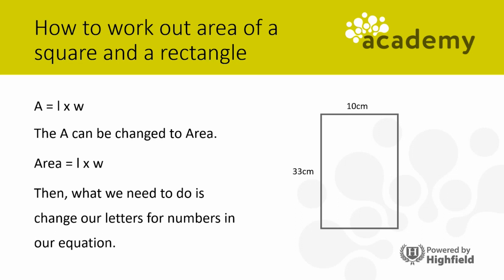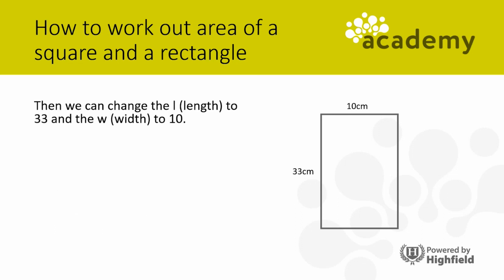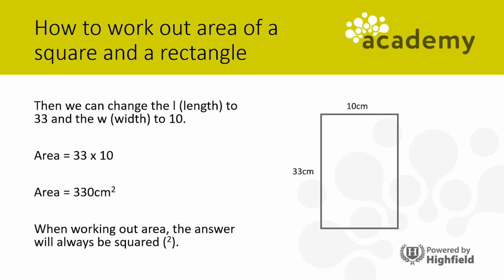And then what we need to do is change our letters for the numbers in the equation. Then we can change the L, which is the length, to 33, and the W, which is the width, to 10. Area equals 33 times 10, which is 330 centimeters squared. When working out area, the answer will always be squared.